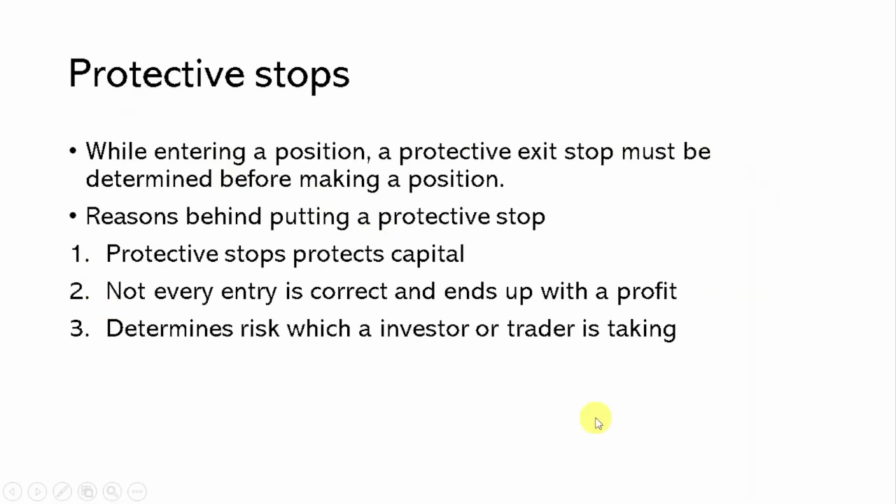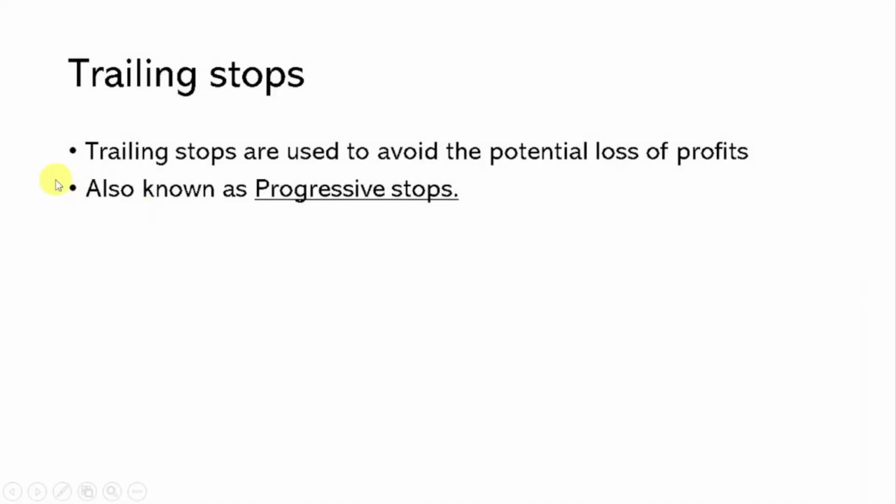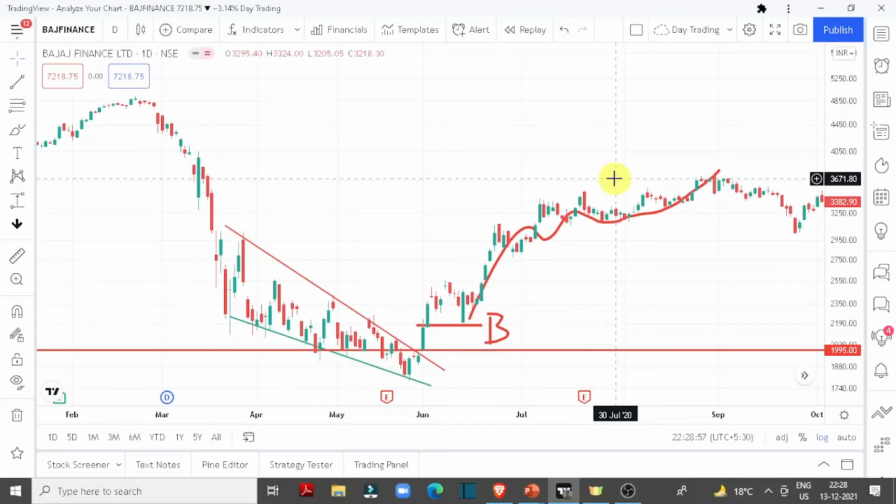If you want to read these things, you can read these important points. These points are important from your CMT exam point of view, so you can read that if you want. Now let's talk about trailing stops. Trailing stops are also known as progressive stops, and we use trailing stops to avoid the potential loss of profit, right?